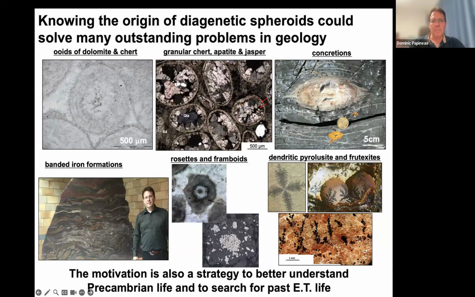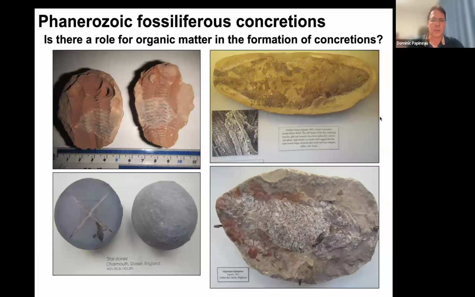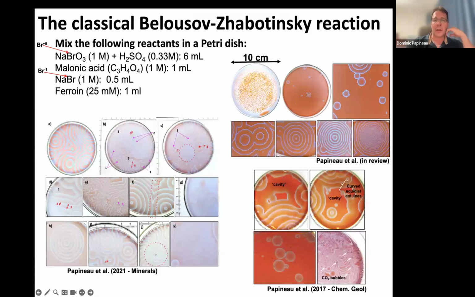So, fossiliferous concretions from the Phanerozoic: there may be a role for organic matter in the formation of these concretions. For instance, you see very often fossils in them of fish or of trilobite. This is quite common, and yet it's not really well explained by our current models of formation of concretions. So I've come across this reaction, the Belousov-Jabotinsky reaction, during my time in London, and it turns out that it's a very interesting model to consider for the origin of these diagenetic spheroids.